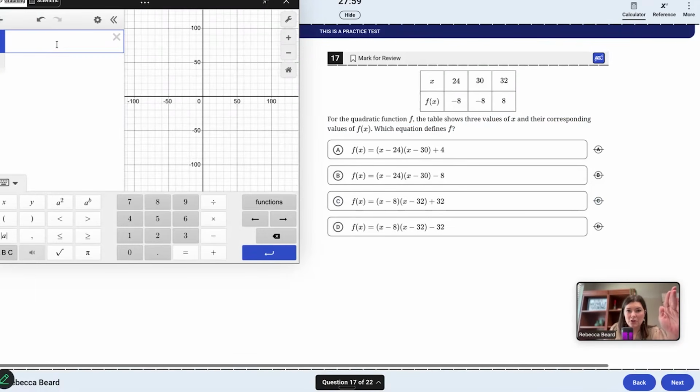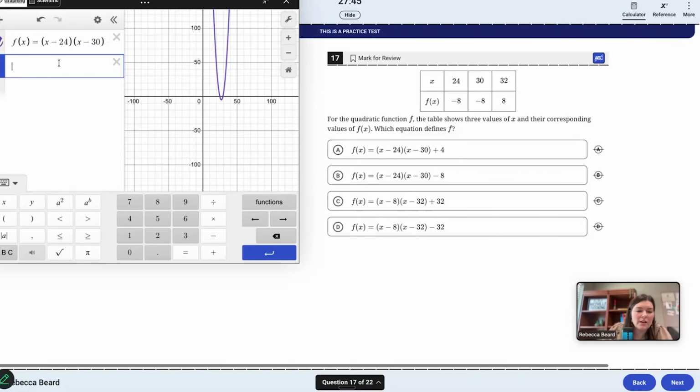Now, some people will be able to eyeball it, but I'm going to pretend that we can't, just so you get the concept. So all you have to do is type in a equals x minus 24, x minus 30, plus 4. So I have my line there, and now I'm going to go ahead and drop my points. So we go 24 comma negative 8. Okay, you see how that black dot is floating? That is wrong. So we're going to go ahead and type in the next one.